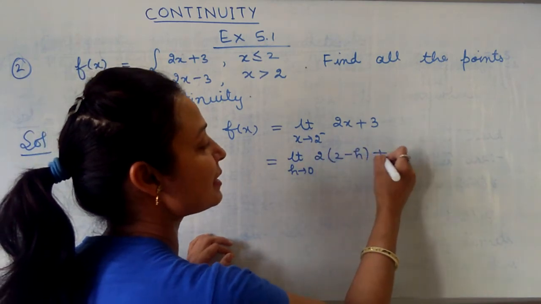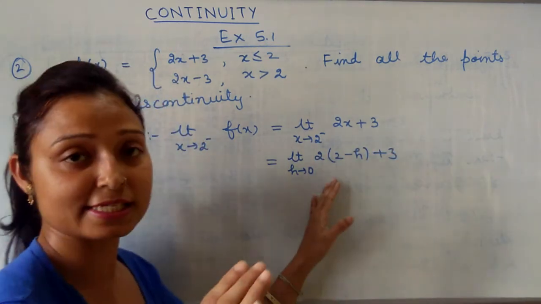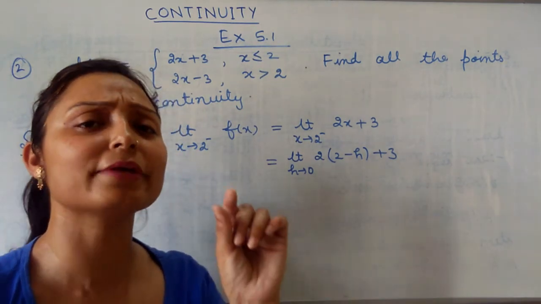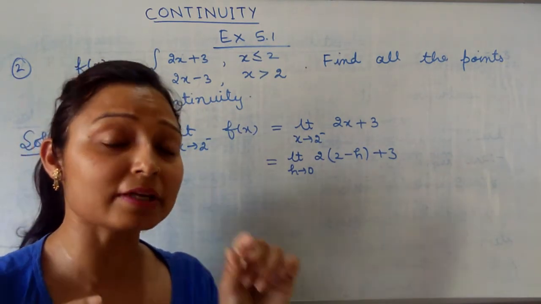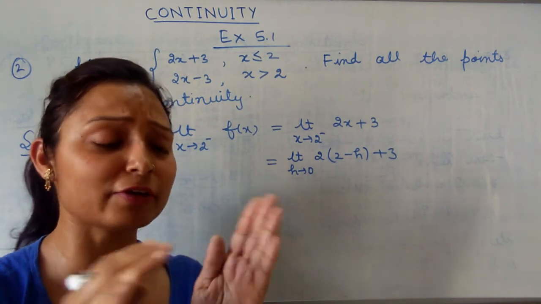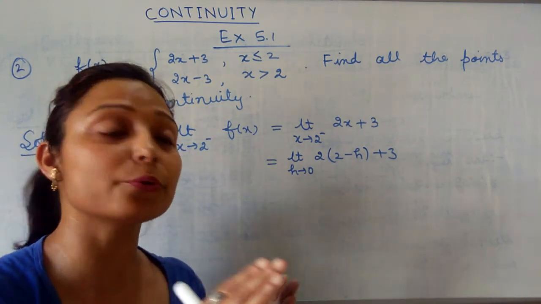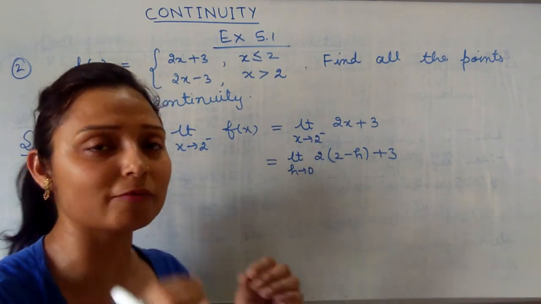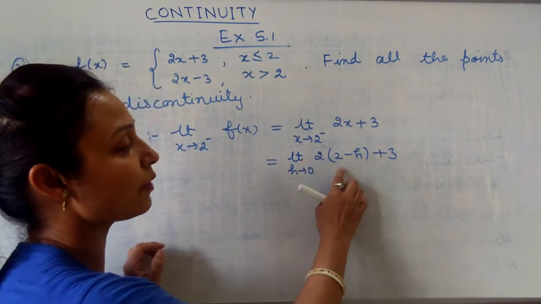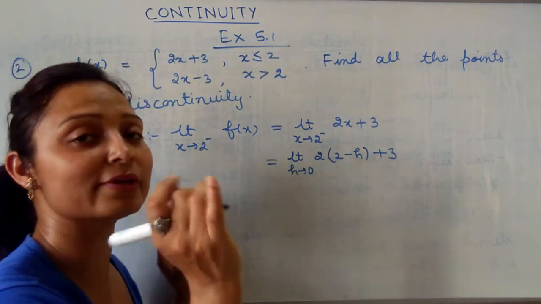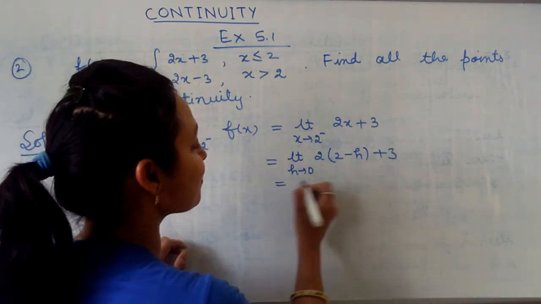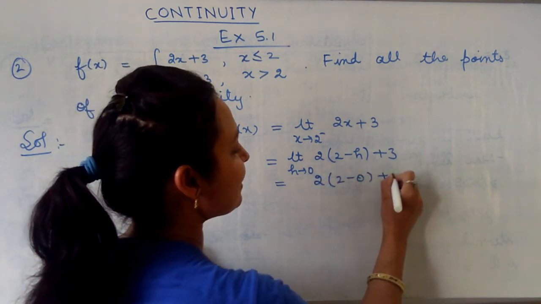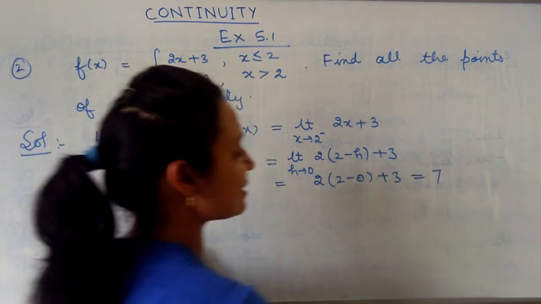The function will be changed with h. What is this h? This h is a very little amount, very very small value in the neighborhood of 2. That's why we have 2 minus h. This is the very small value. So I will put the values. Limit h approaches 0 of 2 times (2 minus 0) plus 3. That is 2 2s are 4 plus 3, that is 7.